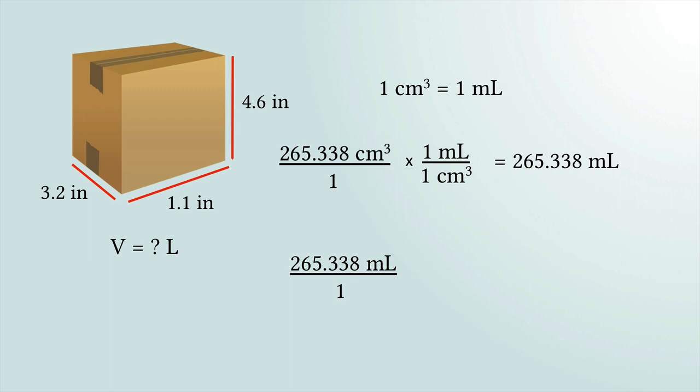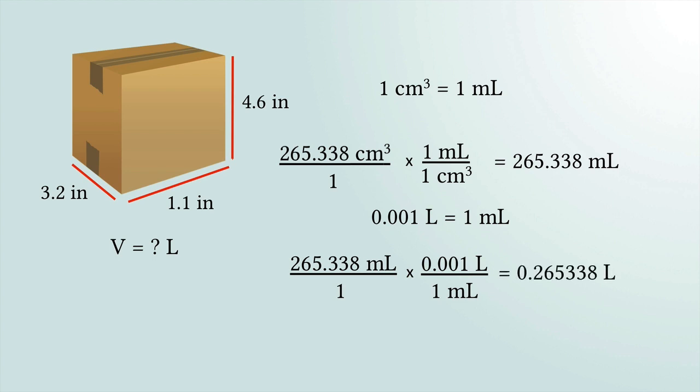What's the conversion relationship? 0.001 liters in 1 milliliter. Set this up as a fraction so that milliliters cancel out. We're left with liters as a unit. Multiplying the numbers, we get 0.265338 liters. So the final volume of the box is 0.265338 liters. Now, this isn't the only way to do this problem.